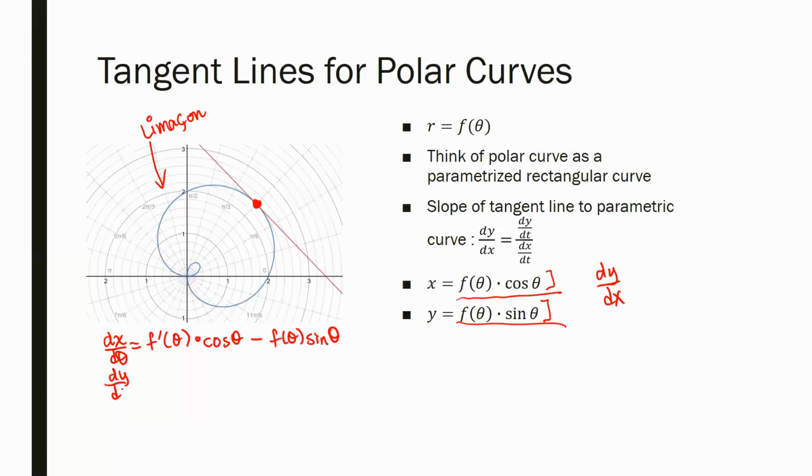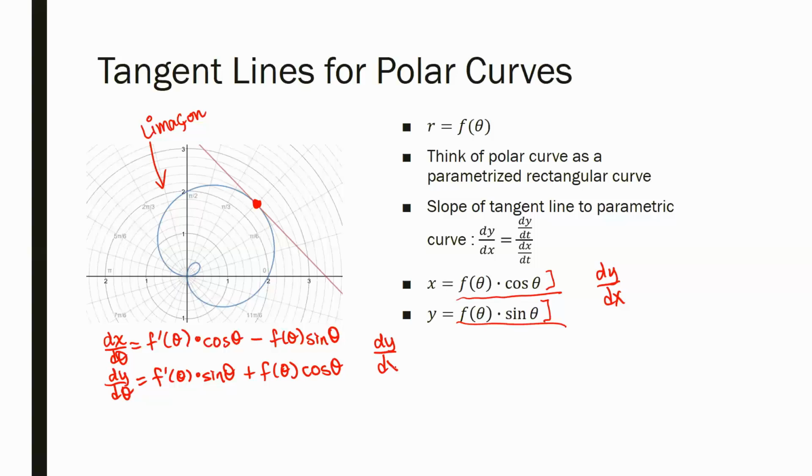dy d theta then is f prime of theta times sine theta plus f of theta times the derivative of sine, which is cosine. So if we look at what dy dx is, dy dx is this hideous quotient, which on the one hand you could just use like this. F prime of theta, or the way you'll often see it written is just dr d theta sine plus r times cosine, and then dr d theta cosine minus r times sine.